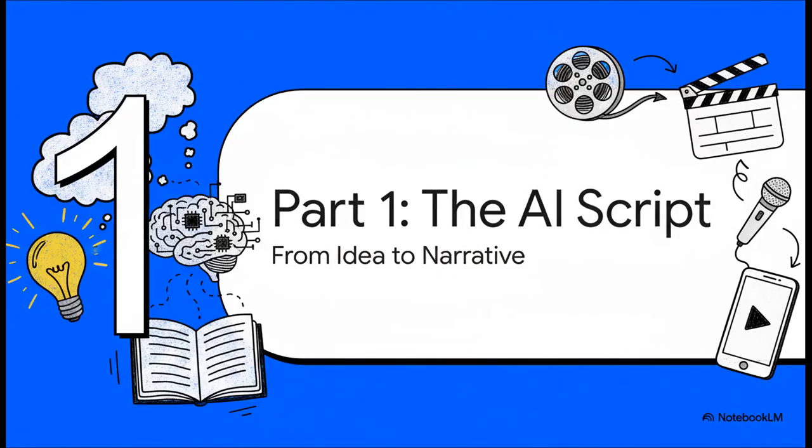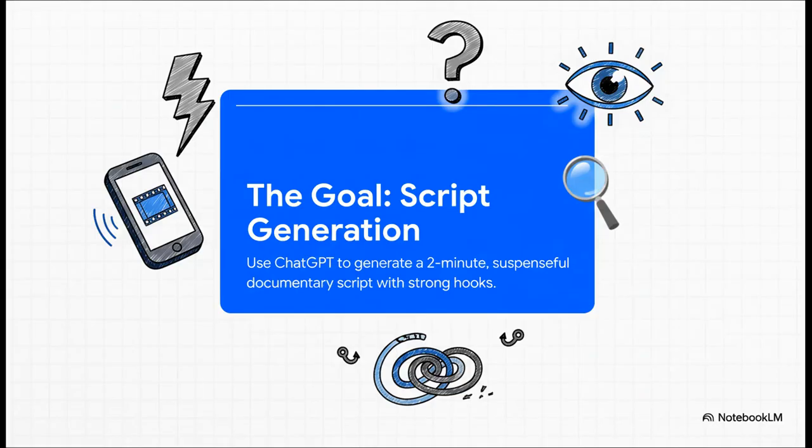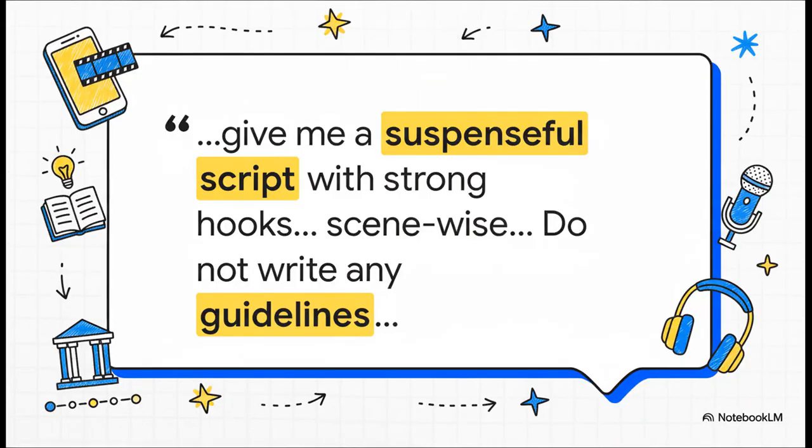All right, part 1 is all about the AI script. Look, before you even think about visuals or a voiceover, you need a solid narrative foundation. This is where you basically tell the AI what story you want to create. And our goal here is really specific. We're going to use the free version of ChatGPT to generate a complete 2-minute documentary script. And we want it to be suspenseful, packed with strong hooks to keep the viewer watching from the very first second to the last.